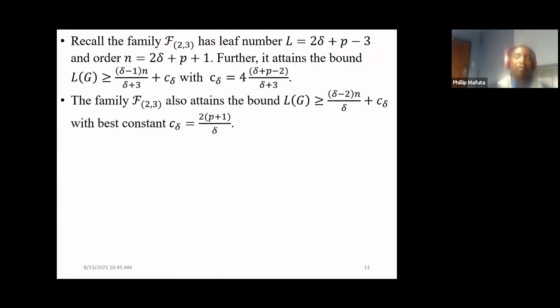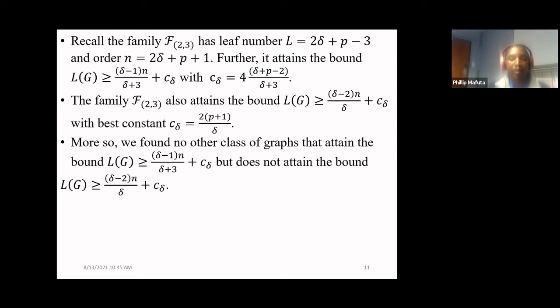Here I'm now putting the arguments as to why we have to pose an improved bound. The family F2-3 attains this bound delta minus 2 over delta by n plus a constant C delta, with the best constant C delta equal to this one. If you compare this C delta here and this one, you can see that this 4 is smaller than or equal to delta minus 2 is smaller than 2, whereas this one for p smaller than or equal to 5 is smaller than or equal to 4. So here C delta is decreasing. We are mostly interested in making C delta as small as possible so that the bound becomes closer and closer to the coefficient of n.